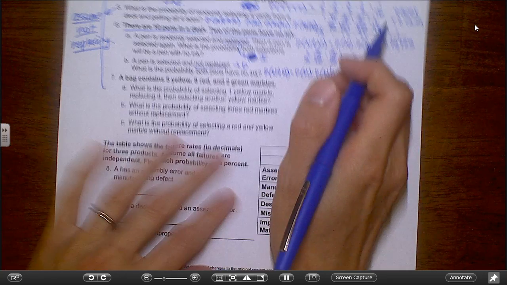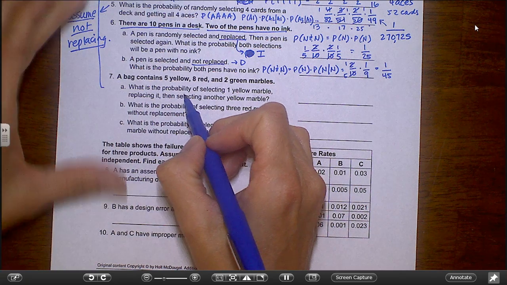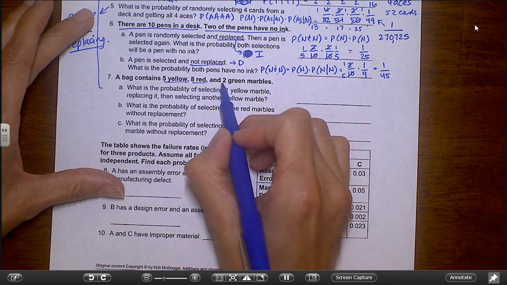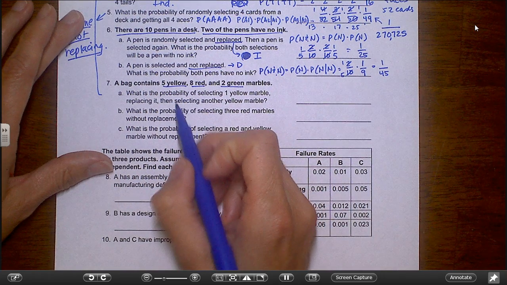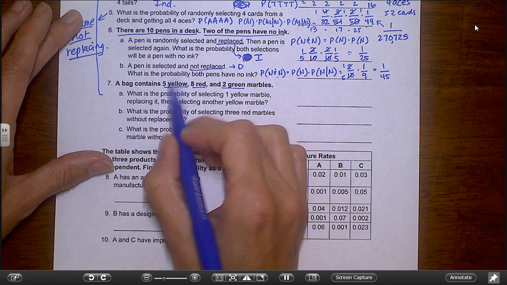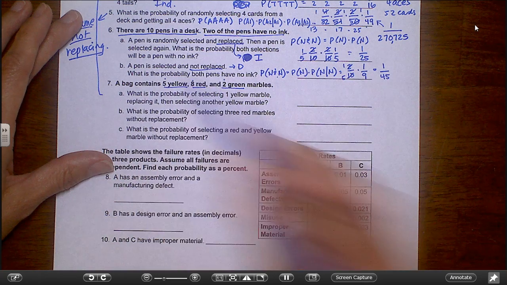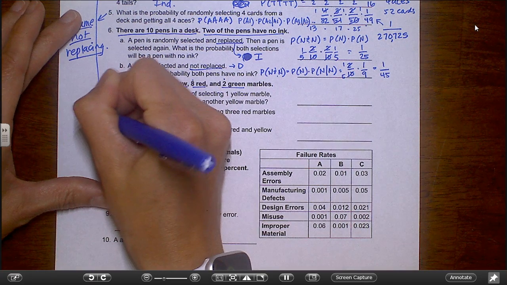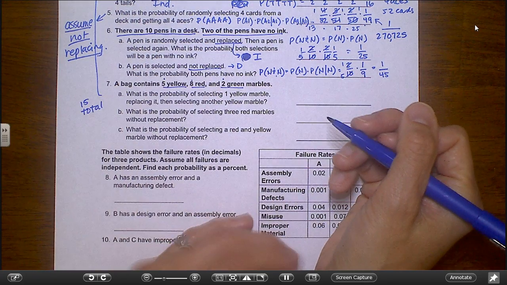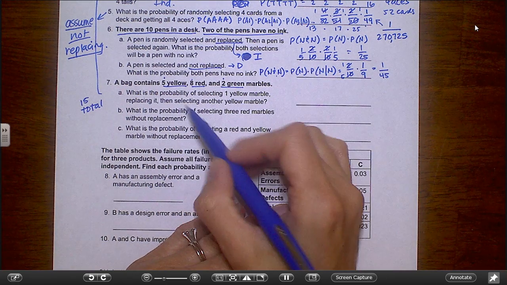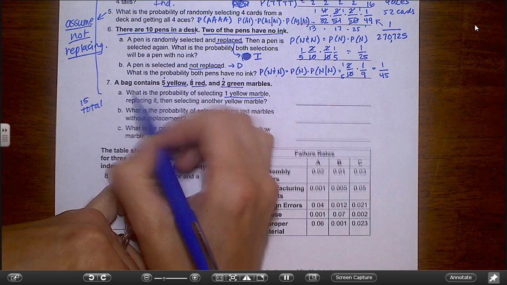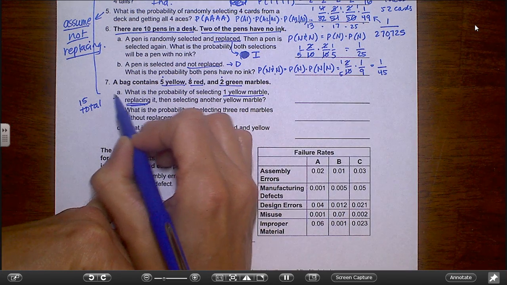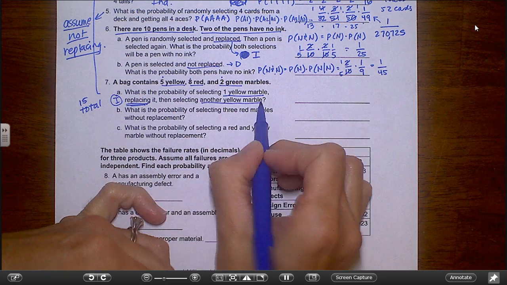All right, number 7. A bag contains 5 yellow, 8 red, and 2 green marbles. First of all, anytime you see something like this, you're going to want to add all of these up. So 8 plus 2 is 10, plus 5 is 15. So I have 15 total. That's always good information to have before you get started.